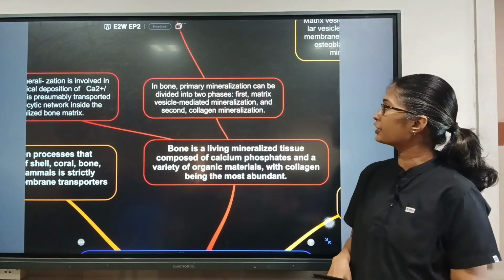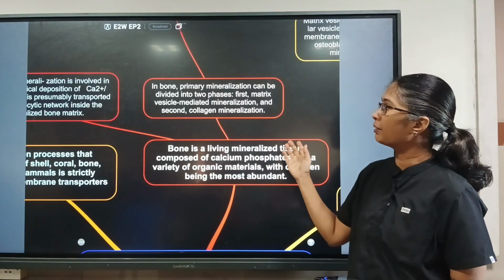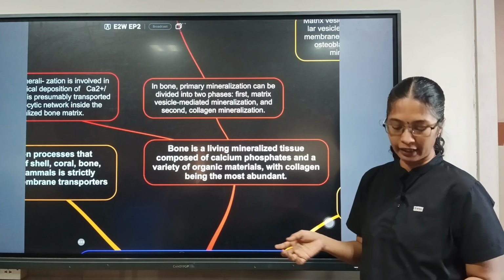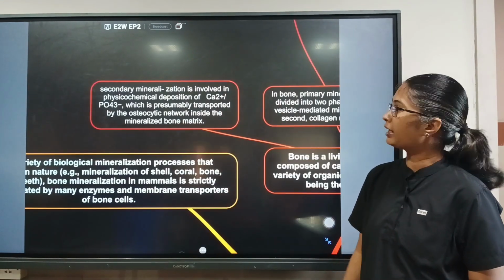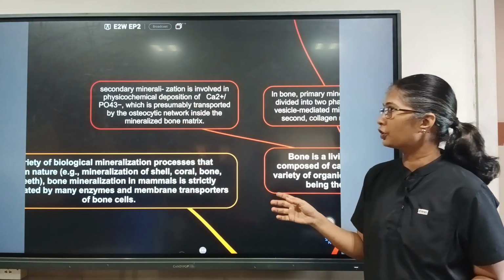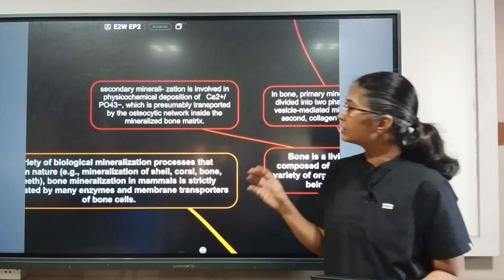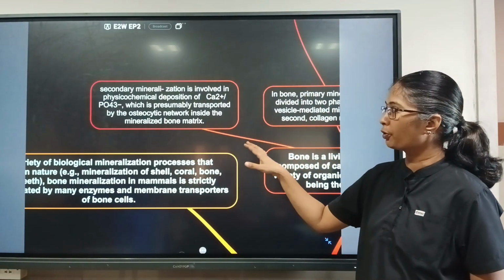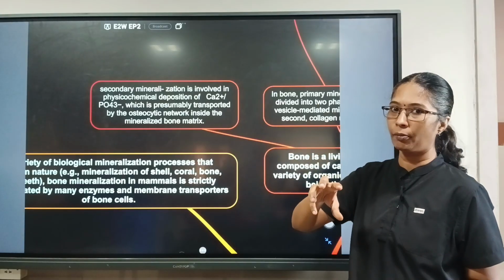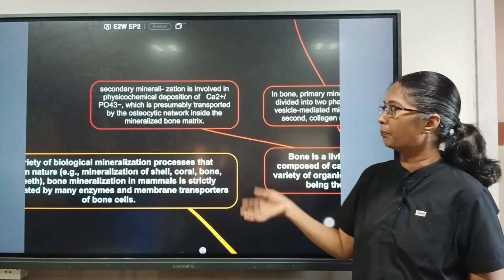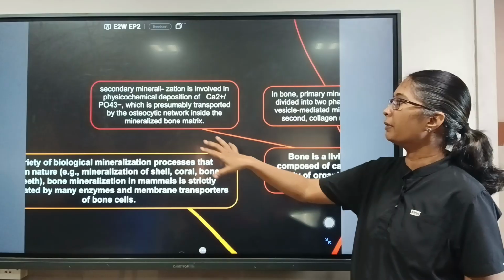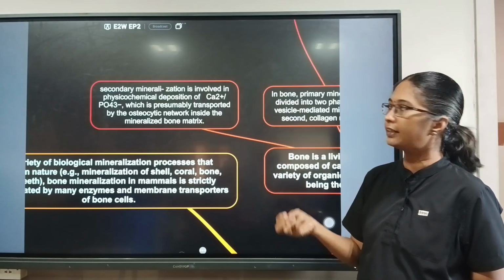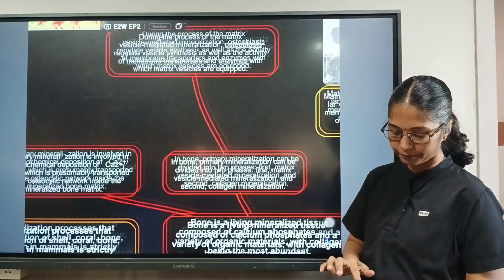In primary mineralization there are two phases where the matrix vesicles mediate the mineralization first, and then the collagen mineralization happens. In the secondary mineralization, the physicochemical deposition of calcium and phosphate ions, which is presumably transported by the osteocytic network, occurs inside the mineralized bone matrix. So first the matrix vesicle forms a mineralization, then comes the collagen mineralization. Once the mineralized bone matrix is formed, the extracellular calcium and phosphate ions are drawn inside. That is called the secondary mineralization.